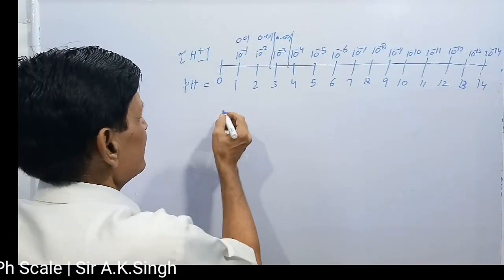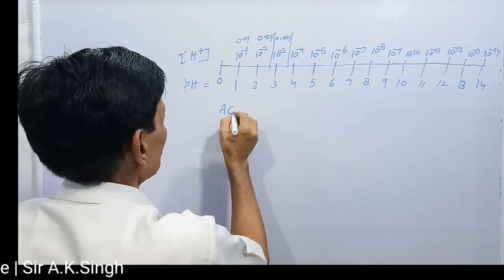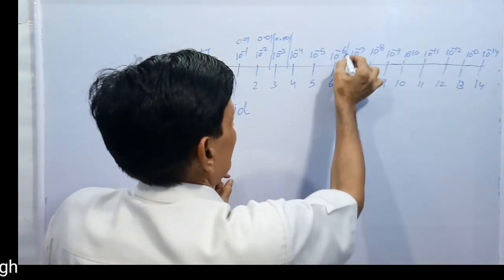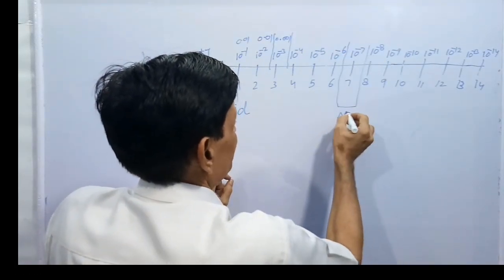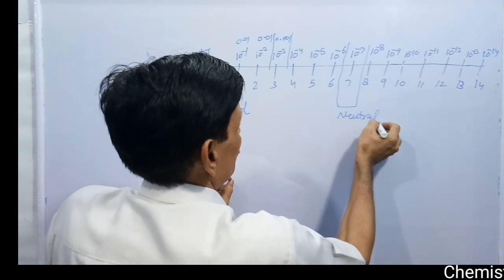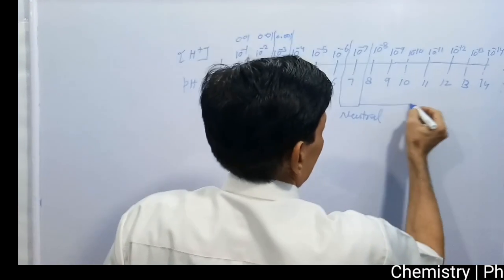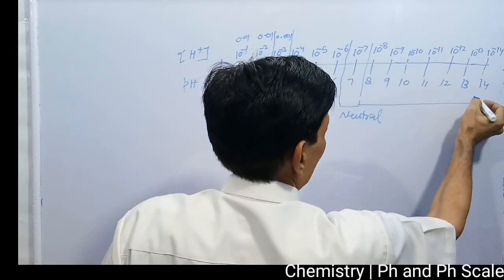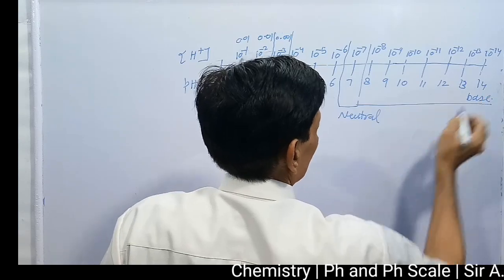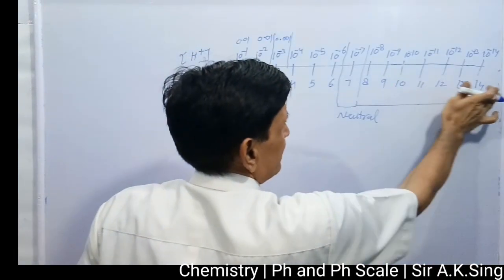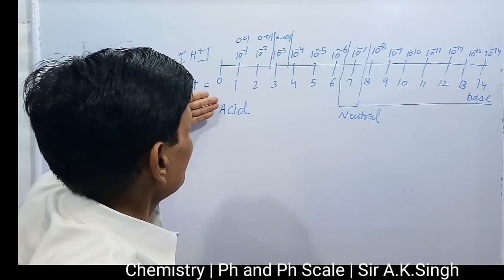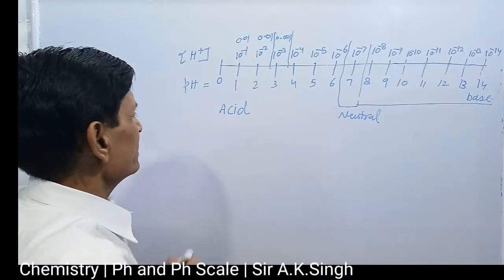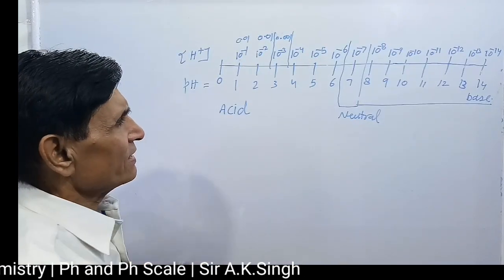Now here see, this side is strong acid. Here acidic strength is decreasing, and here this is a neutral solution, and this side again basic strength is increasing. Here is a strong base or alkali. Basic strength is increasing and acidic strength is decreasing. A solution containing pH equal to 7 is neutral.